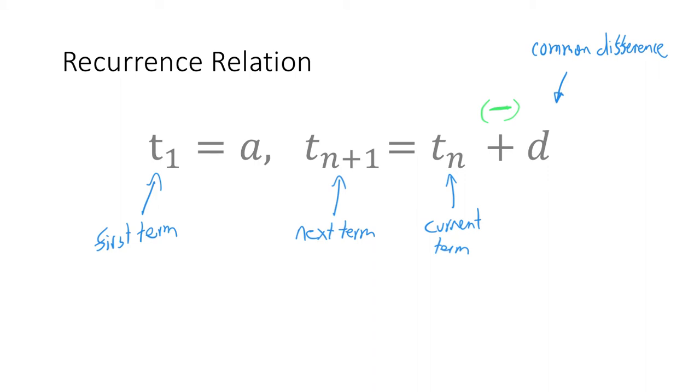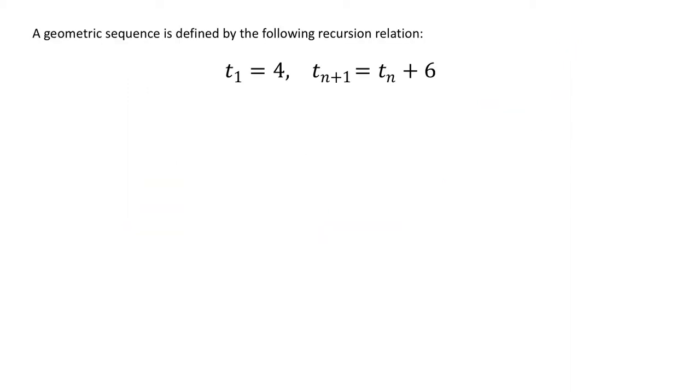So a recurrence relation tells us that the first term is equal to this value, and then the next term is equal to the current term plus the common difference. That is how we write our recurrence relation using T1 = A, Tn+1 = Tn + D. So let's have a look at a couple of examples of how we use and apply these recurrence relations. In the first example, we have a recurrence relation.